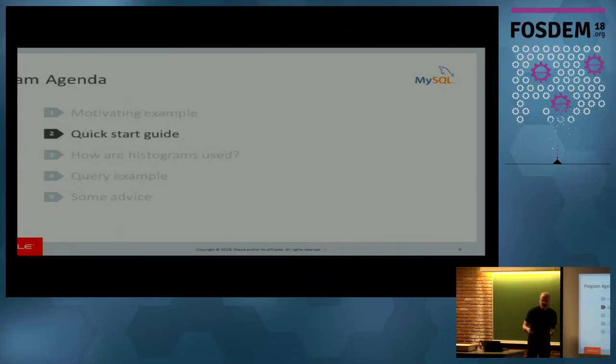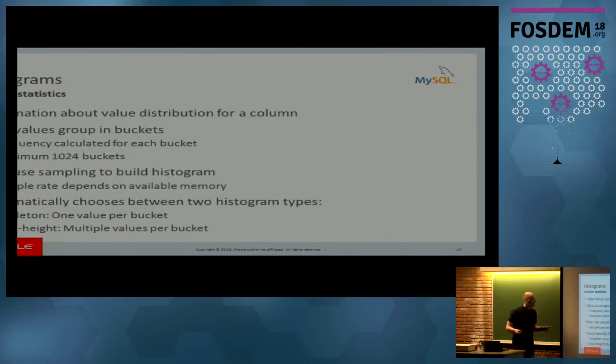So a quick start guide on histograms, or I could also call it all you need to know about histograms, probably. It's not that much. Histograms are statistics on columns, the distributions of the values you have for your columns. You group the data values into buckets, I will get back to what that means, and for each bucket, you calculate the frequency of values in that bucket.